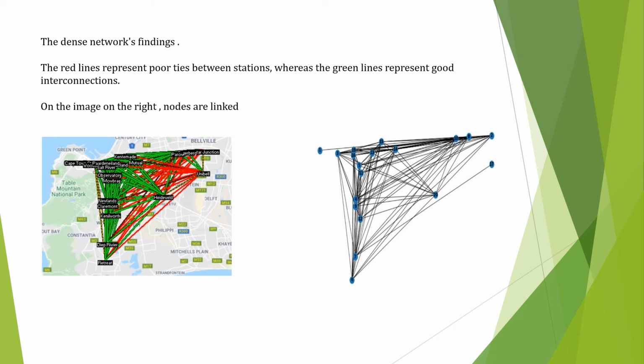After I found the locations of public transportation in Cape Town, I was able to find the dense network. As you can see in the image on my left side, the red lines represent the poor ties between the Cape Town public transport stations, whereas the green lines represent good interconnections. The image on the right side represents a dense network, and from the dense network we could see that the public transportation nodes in Cape Town really are linked together.